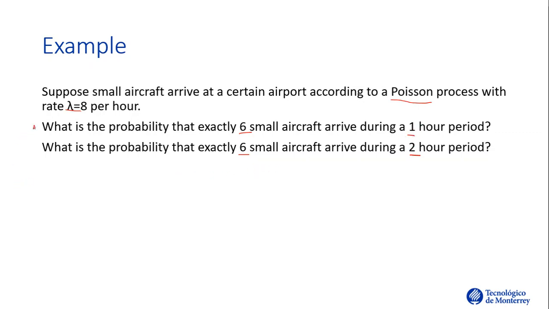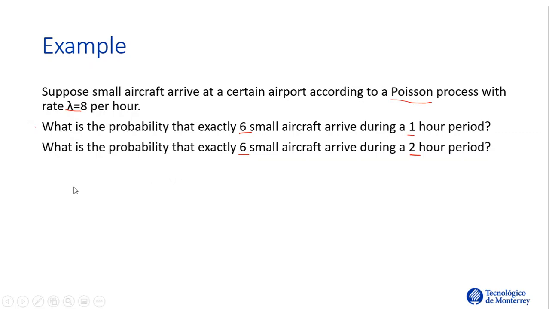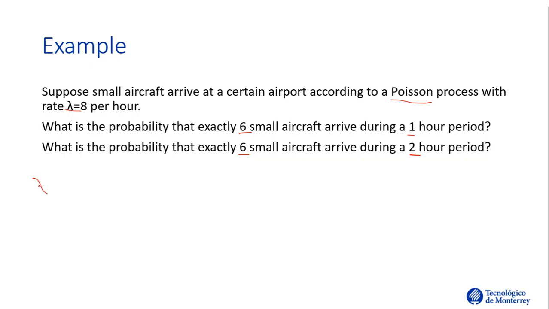For solving the first exercise, what we need to do is to consider what are the parameters that we have. In this case, our parameter lambda for a 1 hour period is going to be 8 airplanes per hour. We already know that the probability mass function is given by e to the minus lambda times lambda to the y divided by y factorial.